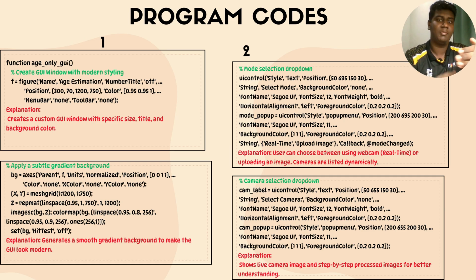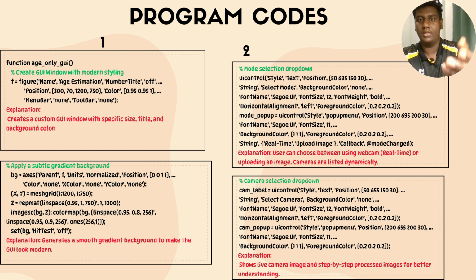Okay, now I will explain the program code. Our title is Age Prediction from Facial Features. First is the age graphical user interface function. The green color is our command of the code, and the red color is our explanation of the code. The explanation is to create a custom graphical user interface window with a specific size, title, and background color. The second one is that we also add a gradient background, which generates a smooth gradient background to make the graphical user interface look modern.